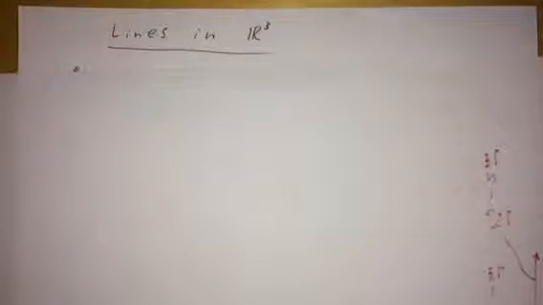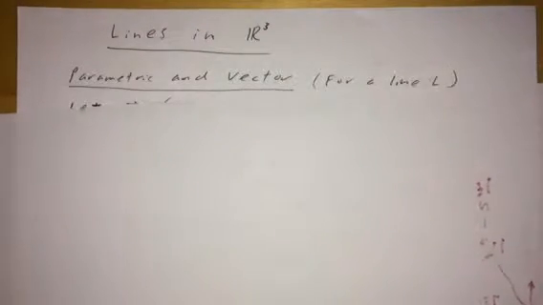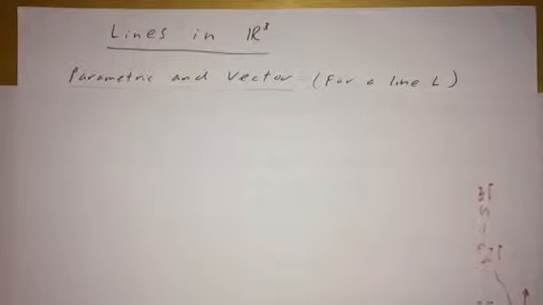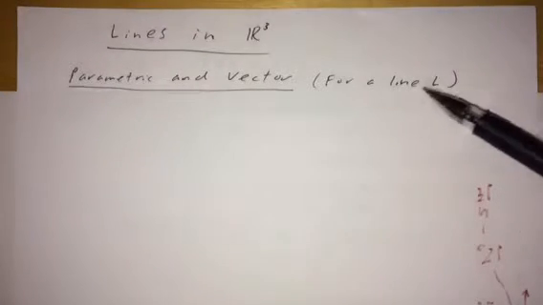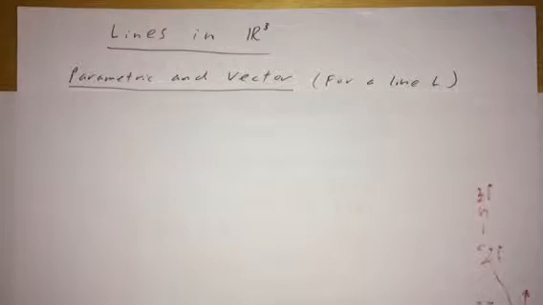Okay, we're going to look at lines in 3 dimensions, so in R3. The parametric and vector equations for some line, L. Now this is going to look very similar to 2 dimensions, so we've done a lot of the hard work already in setting this up and getting an understanding of what parametric and vector equations look like in 2 dimensions. So now we're just going to transfer that information to 3 dimensions.